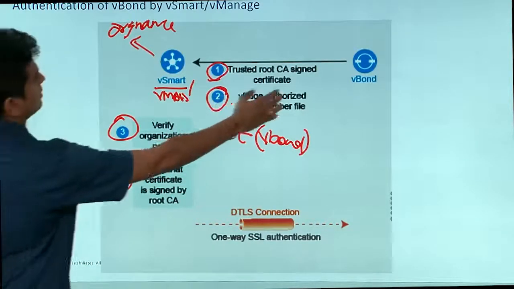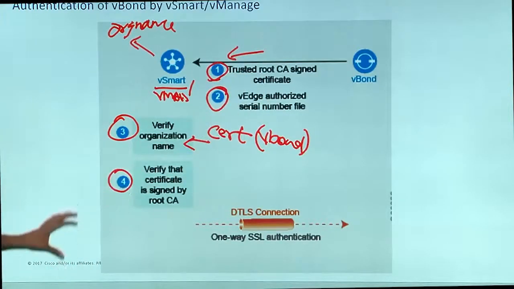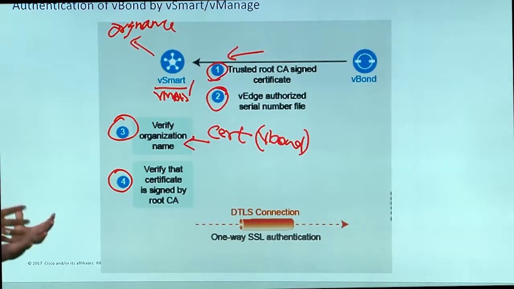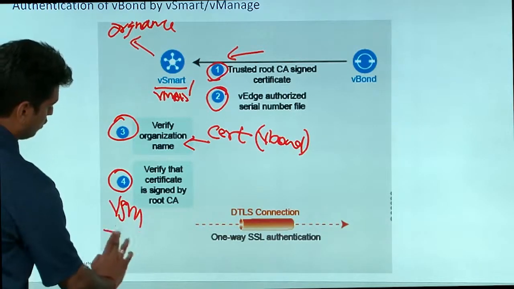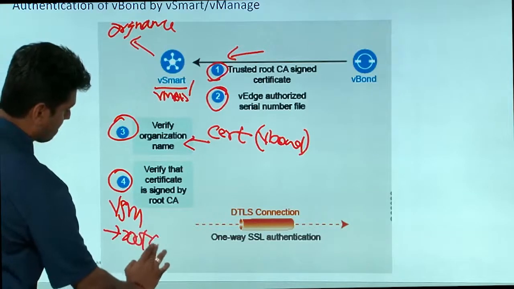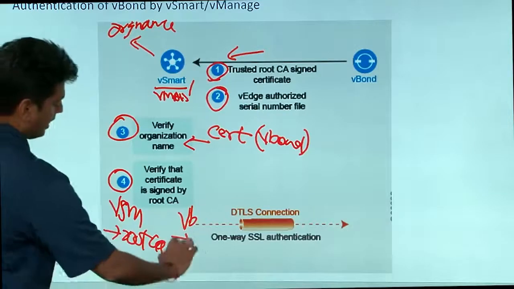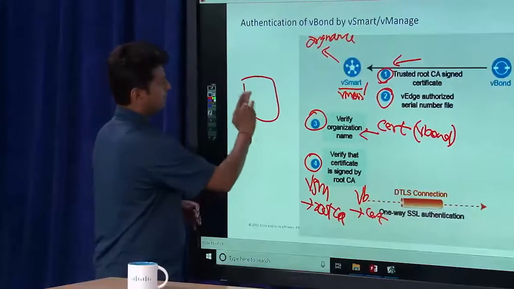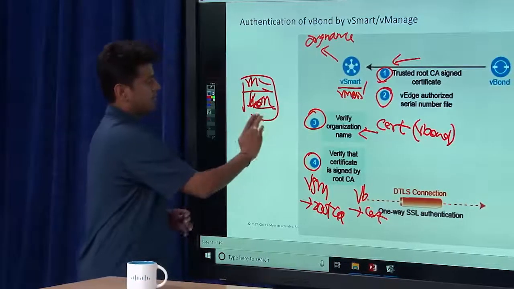When vSmart received the certificate from the vBond, the vSmart would like to verify that this certificate was actually signed by the root CA which it claims to be. So the vSmart would have his own root CA, and from the vBond certificate he received an entire certificate, which is nothing but the message and the encrypted hash, which is the root CA.